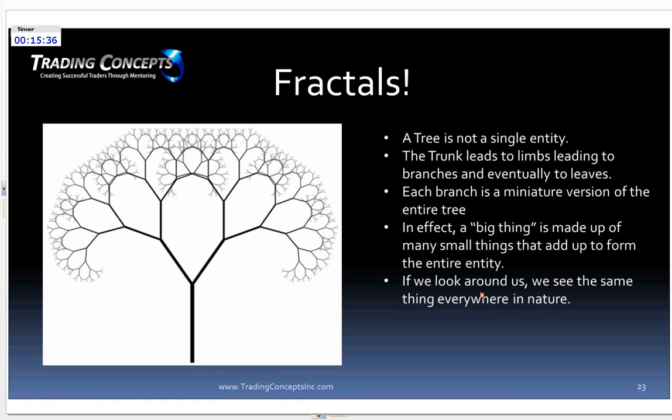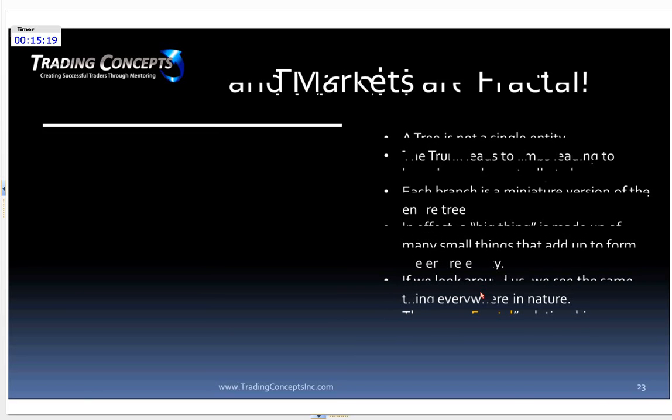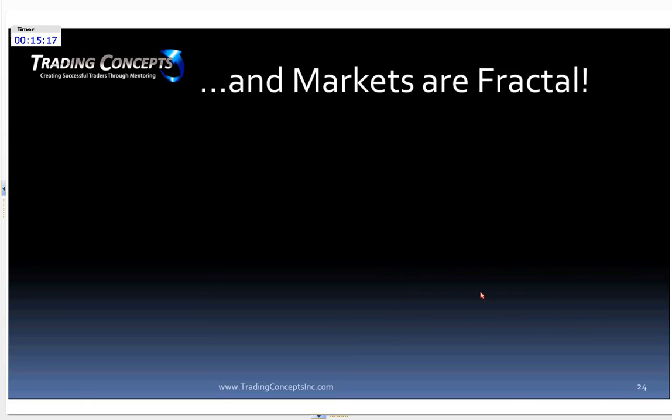I've got people putting in some examples in the chat room, and I think that's great. Everywhere we look around us, we see the same thing. I mean, each of our bodies is made out of cells. We see a person there, but it's just a collection of cells. So these are fractal relationships. That's what this means. And markets are fractal.